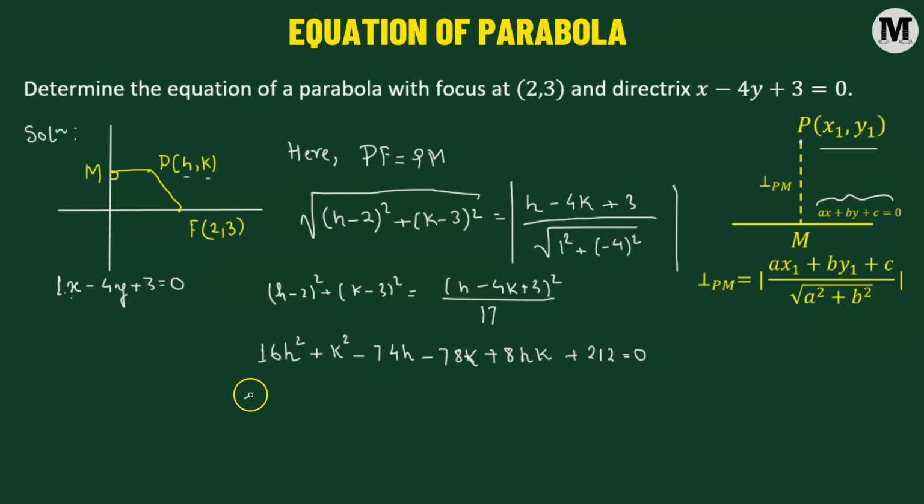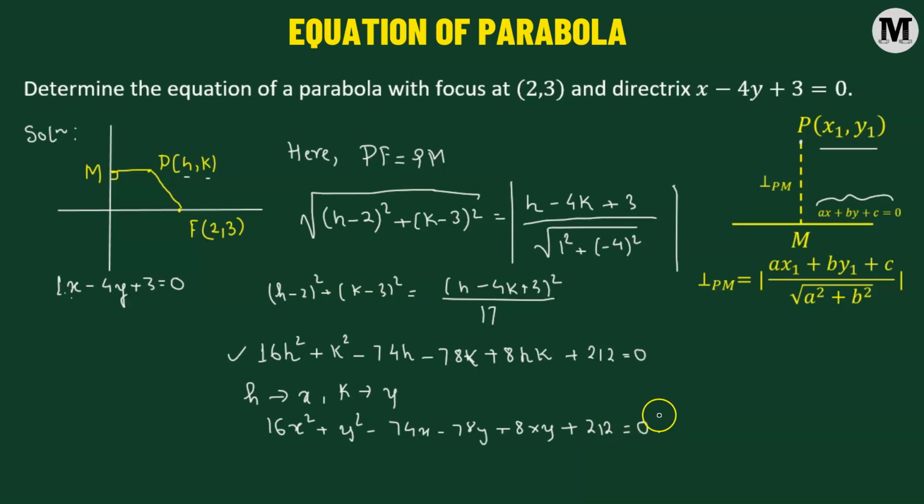Almost done. Finally, we replace h with x and k with y in this equation, which gives 16x squared plus y squared minus 74x minus 78y plus 8xy plus 212 equals 0. This is the equation of the parabola with focus at the point (2, 3) and the directrix given by x minus 4y plus 3 equals 0.